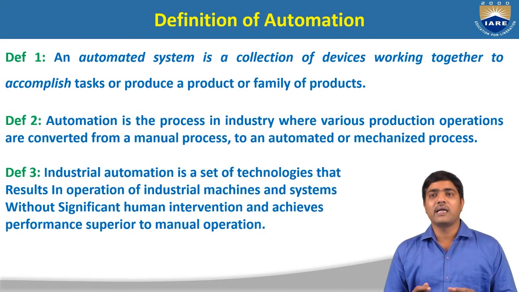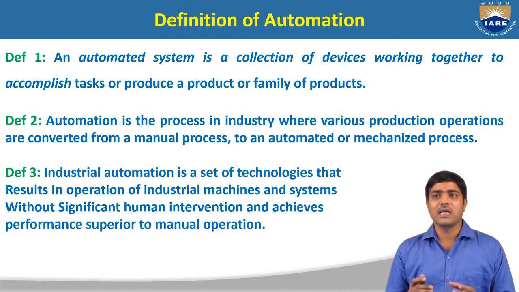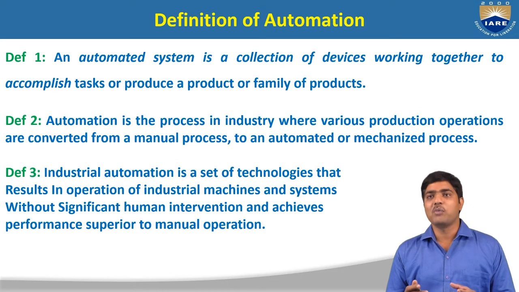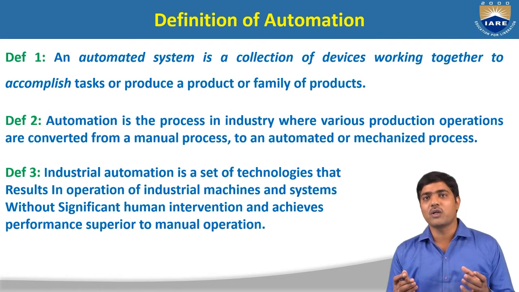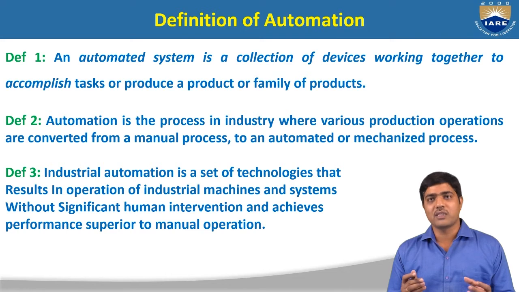So we can define industrial automation in a variety of ways. First of all, we can define one particular way: an automated system is a collection of devices working together to accomplish tasks or produce a product or family of products. So for producing any product, it is a collection of devices. Suppose you want to make a particular product, it may be a combination of various units.